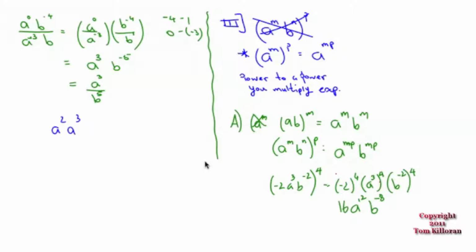All right, what should happen to that -8? Goes to the bottom. I'll write the answer over here. I'm going to have to move it down. So the answer is 16a to the 12 over b to the 8th. And there you are.